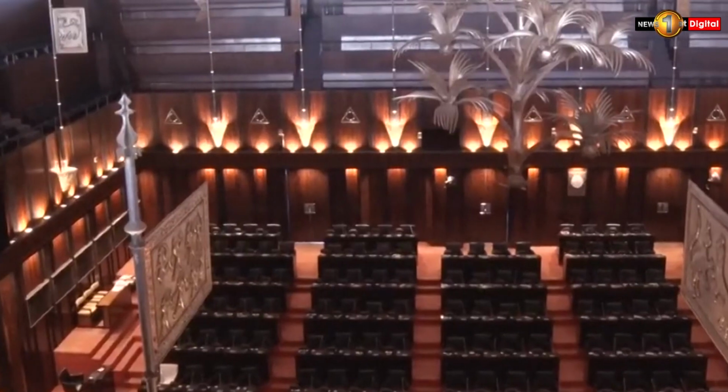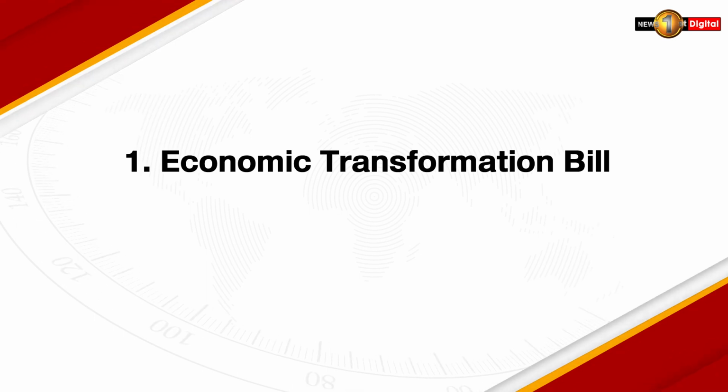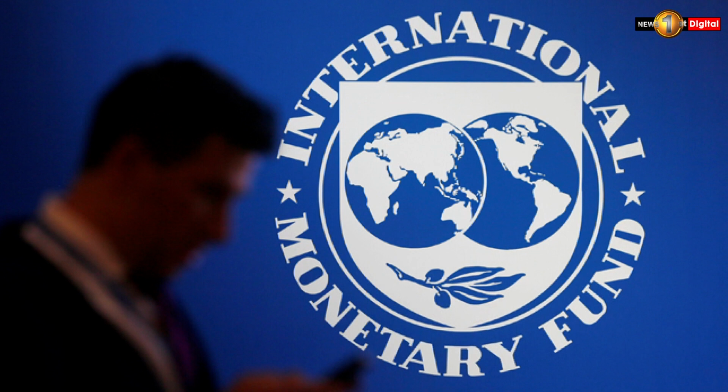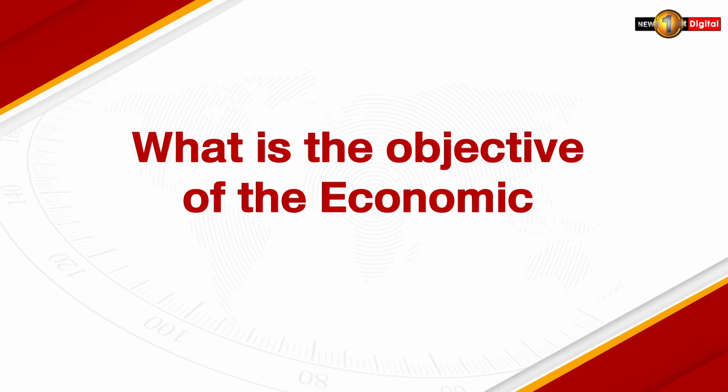What are the bills that will be presented to the Parliament on Wednesday? One is the Economic Transformation Bill and the other is the Public Financial Management Bill. These two documents serve as a legal assurance to achieve the agreed upon objectives within the extended fund facility with the International Monetary Fund. What is the objective of the Economic Transformation Bill?